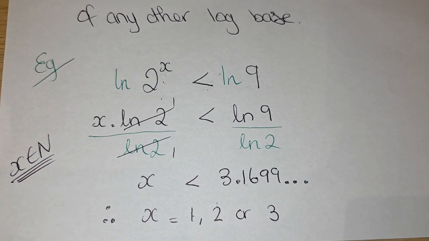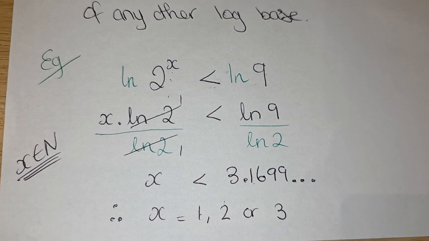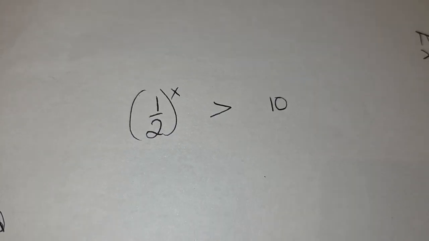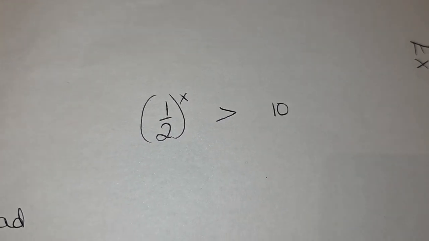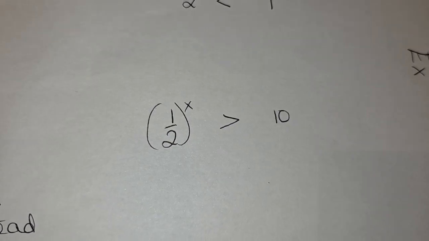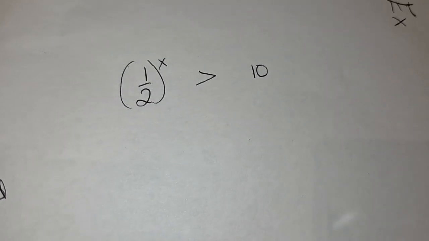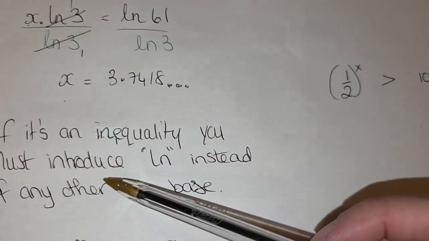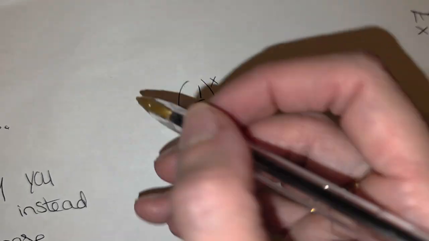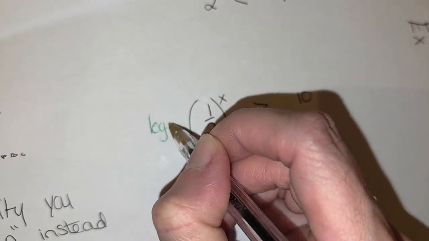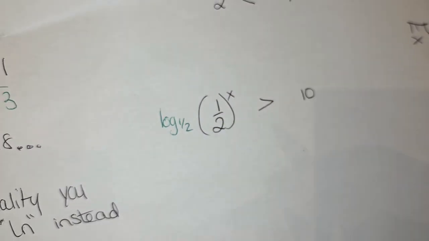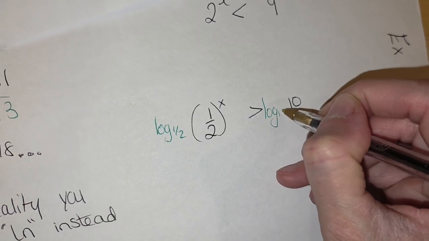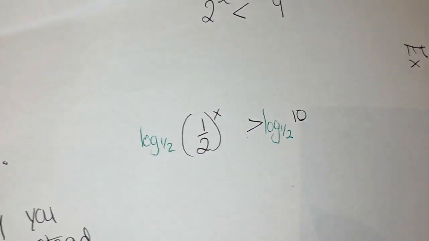Alright, so always get in the habit of checking afterwards to make sure your inequality still holds true. One more quick example. If you're asked to solve the following, 1/2 to the power of x is greater than 10. Let's just say you forgot that you have to use the natural log. When it's inequalities, you must sub in the natural log, okay, or introduce the natural log. Let's say you forget and you decide to introduce a log with a base of 1/2 because the large base number is 1/2. I'll just show you why you won't get the right answer, okay?